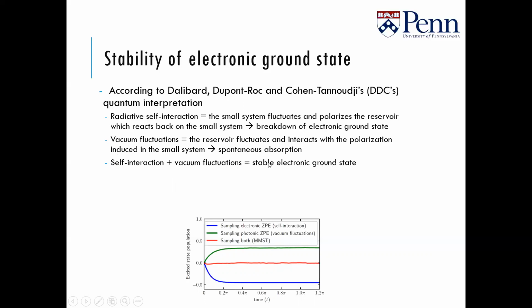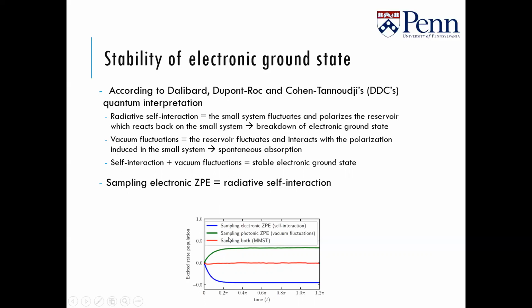This is what we observed. And according to QED's quantum interpretation, the self-interaction and vacuum fluctuation are both very important. They can have different results, and by considering both, we'll get a stable electronic ground state. And in our case, remember that we sample initial conditions of both photons and electrons, and we can find that sampling electronic zero-point energy means radiative self-interaction.